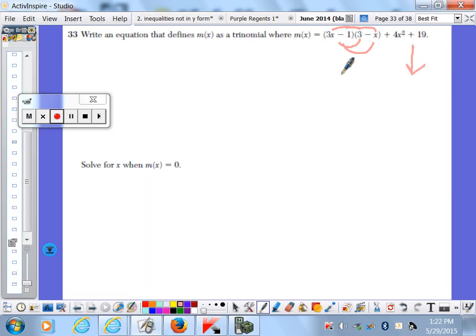I want you to see, after all of that, can you combine anything? Can you simplify? Are there like terms? Is my equation in standard form, where the highest exponent comes first and my constant is at the end? And that should be your new equation. The test makers were very kind enough to tell you that you should end up with a trinomial. So go ahead.